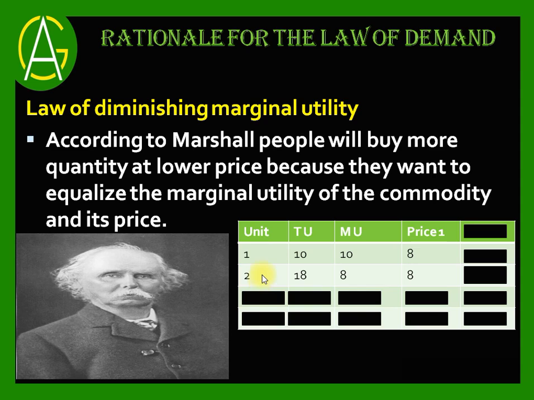Now let us suppose he purchases one more unit, what will happen? If he purchases the third unit, he is going to get total satisfaction worth 23 and the marginal utility will be 5. He has spent 8 rupees, but he gets satisfaction worth 5. So he is in a loss of 3 rupees.